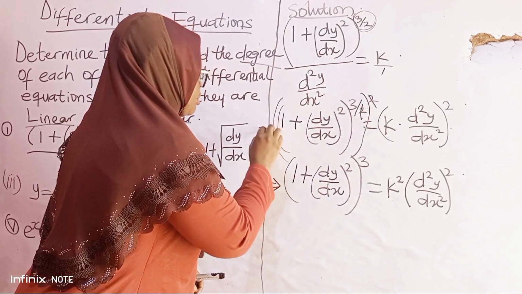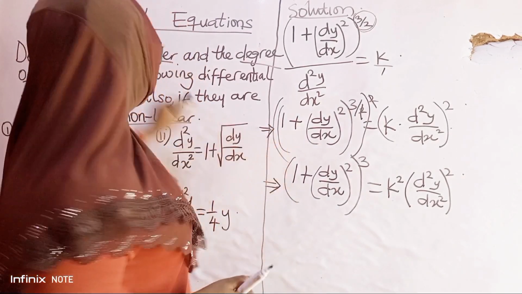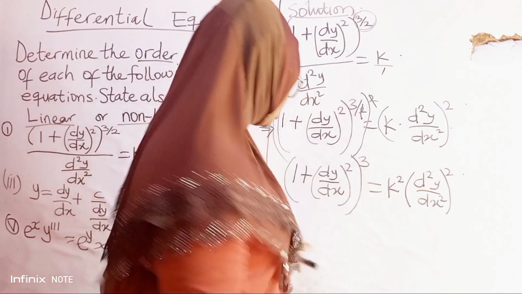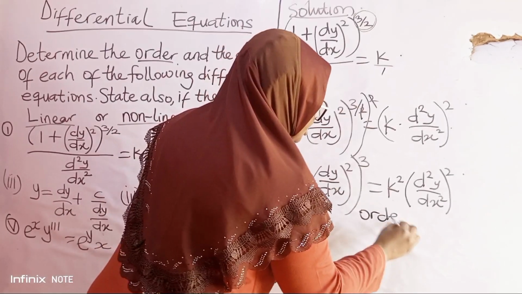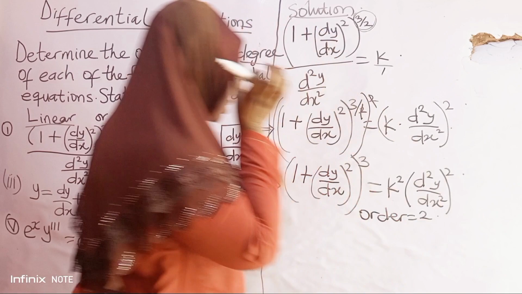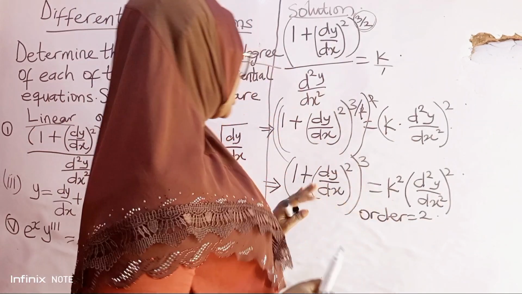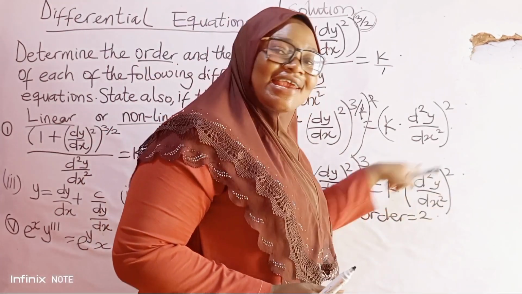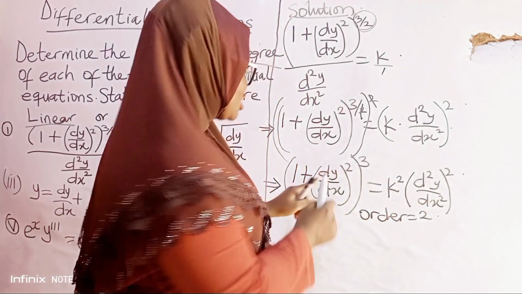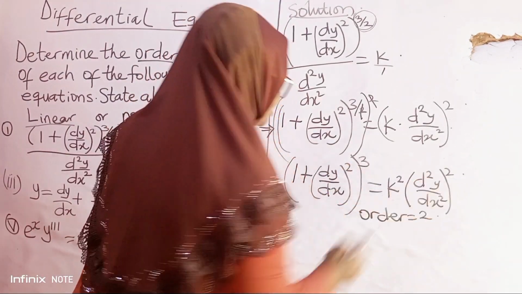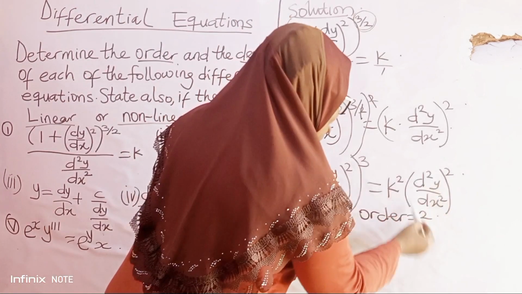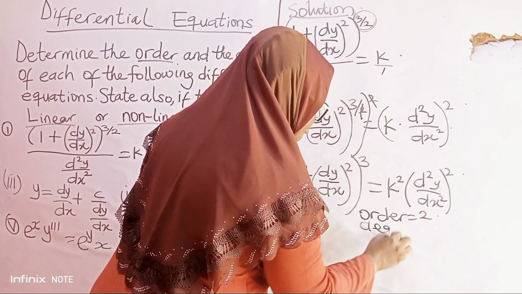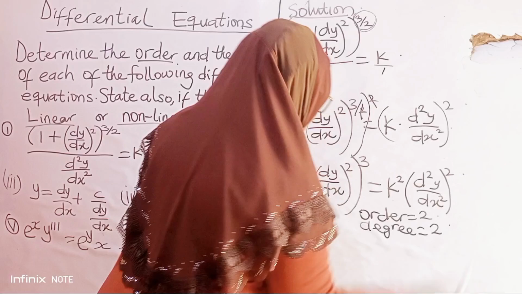So since it's in polynomial form, you can now determine the order. Well, what's the order here? The highest derivative here is 2. So this is order 2. It is an ordinary differential equation of order 2. So what is the degree? Degree is the exponent of the highest derivative. So is it going to be this or this? The degree will be the exponent of the highest derivative. So the degree is 2 as well.